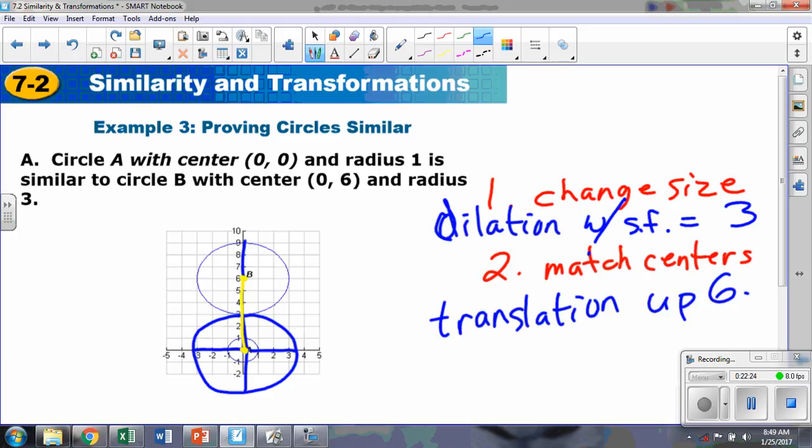That's all it takes. Anytime you need to show that circles are similar, it's nothing more than changing the size first with the dilation, and then wherever things got moved, you're going to match the centers by using a translation.